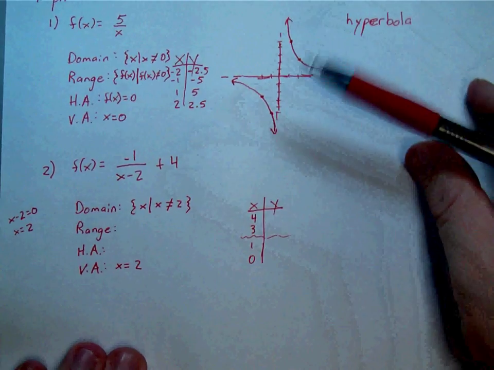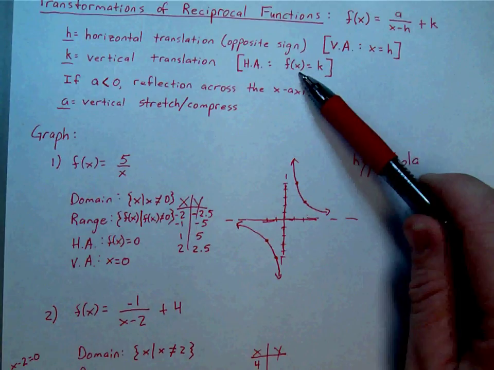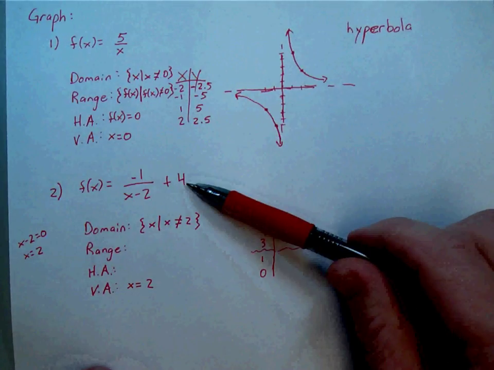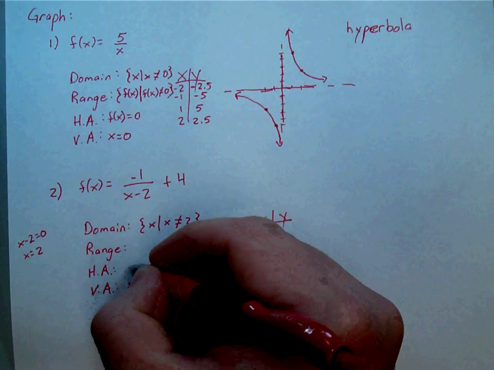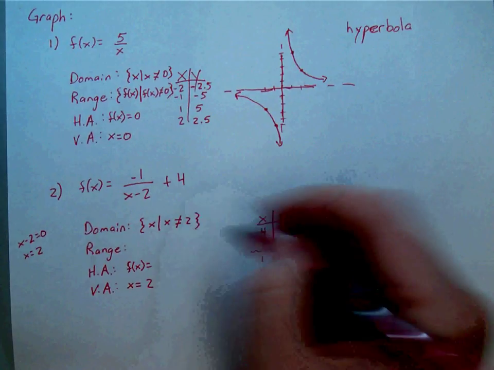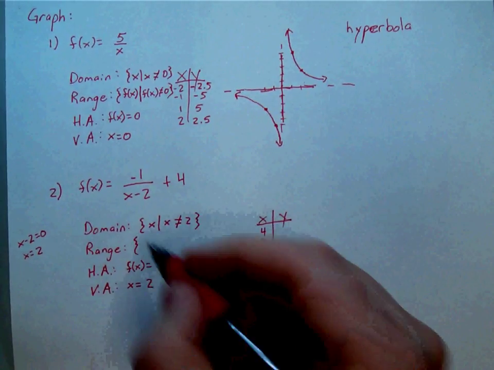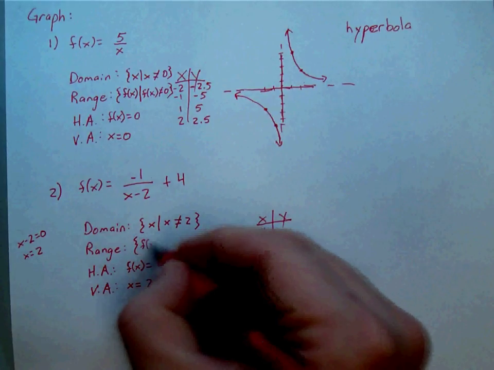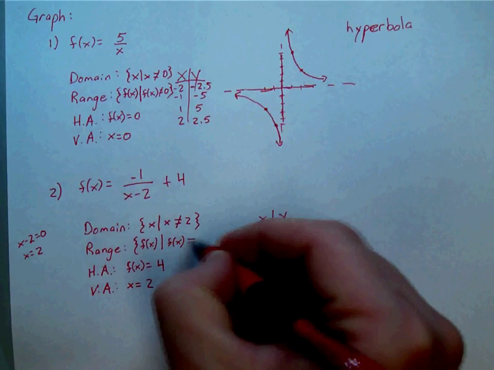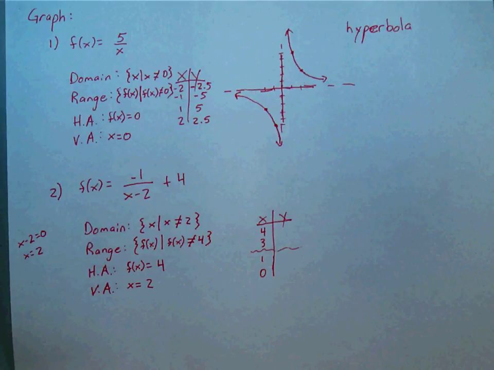And I see that if I look at my rules from above, my horizontal asymptote is at f of x is equal to k, and my k in this problem is 4. Everything shifted up 4. So my horizontal asymptote is f of x, or y, you can use y, I'm okay with that, is equal to 4. And so my range is that f of x cannot be 4. But other than 4, it's all real numbers.